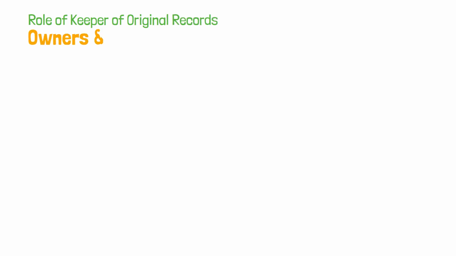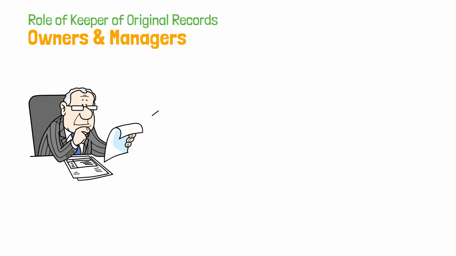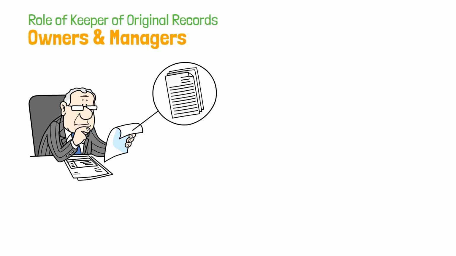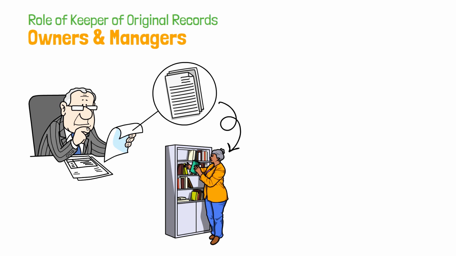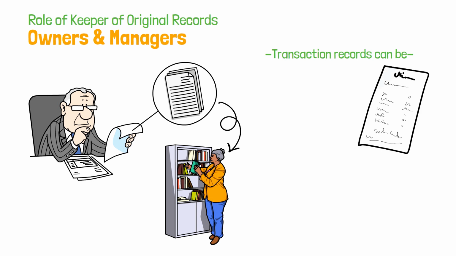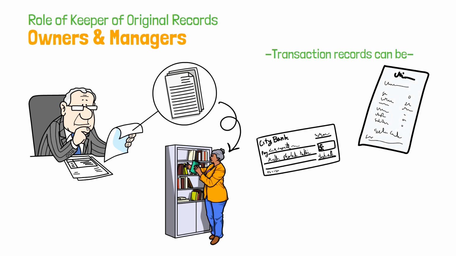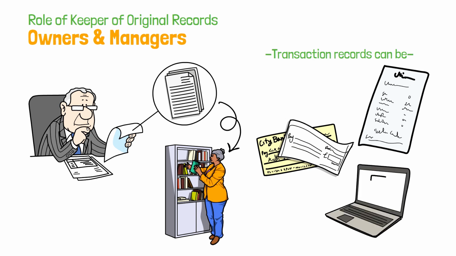Going back to our 6 finance operations, let's start with the role of keeper of original records of the transaction. This function usually lies with the owners and managers of the business. They are the ones who would usually know the details of said transactions and will furnish this information to the bookkeeper. These transaction records can be physical receipts, bank and credit card statements, or they may even be a record of transactions in some bookkeeping software such as QuickBooks.